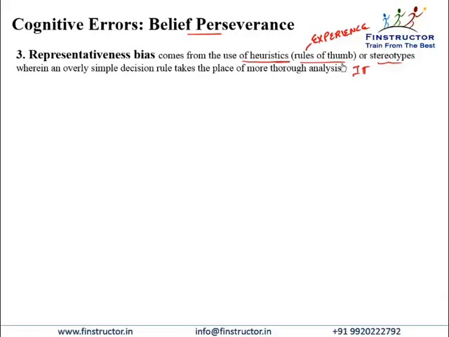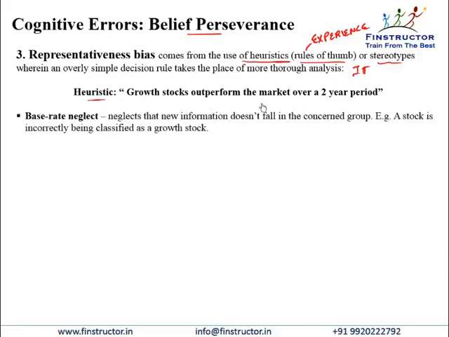Now oftentimes these rules of thumb may work in one or two instances or for a couple of years, but they are not based on sound logic and they may not always work. For example, a rule of thumb that an investor has derived is that growth stocks outperform the market over a 2-year period. Now in a heuristic like this, the investor is exposed to making two kinds of mistakes.